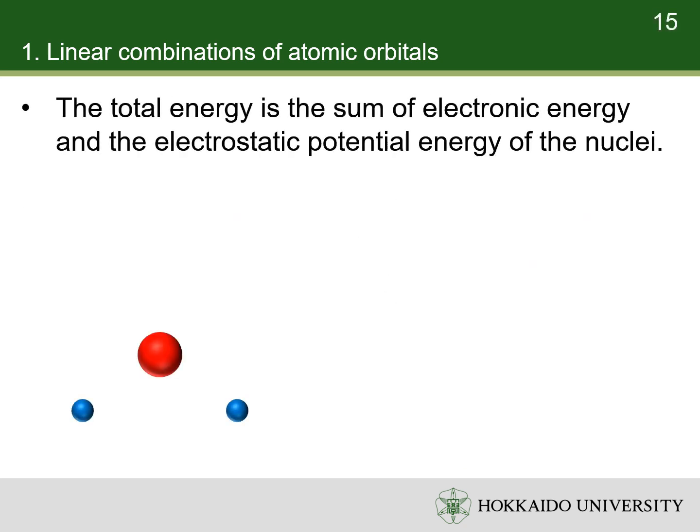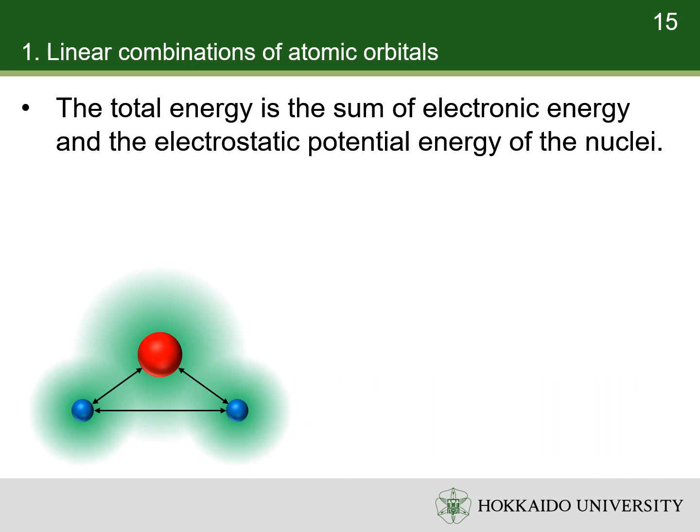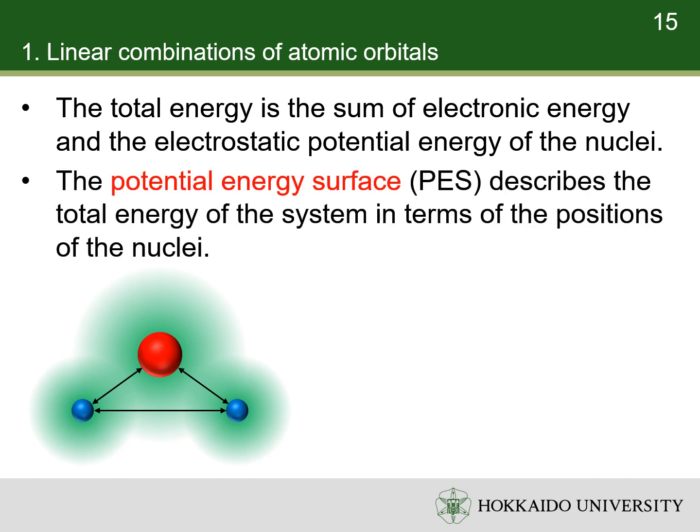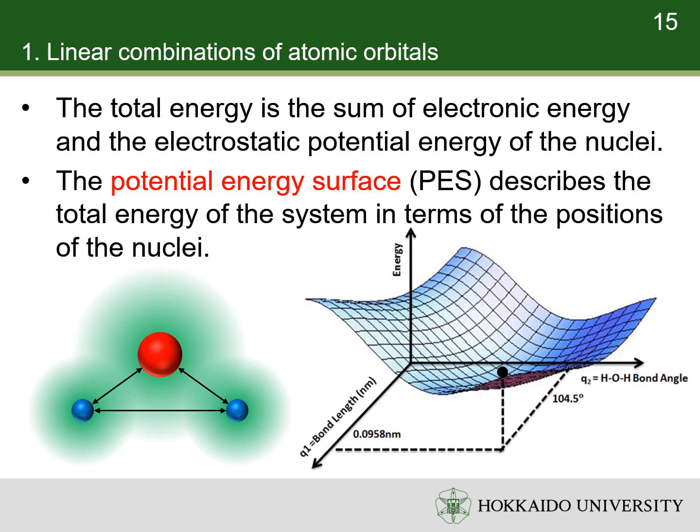The total energy of a molecule or molecular ion is the sum of the electronic energy and the electrostatic potential energy between the nuclei. They both depend on the positions of the nuclei. The potential energy surface describes the total energy of the system in terms of the positions of the nuclei. For example, the potential energy surface of water molecule is the total energy of water molecule in terms of the angle and distances between the nuclei.